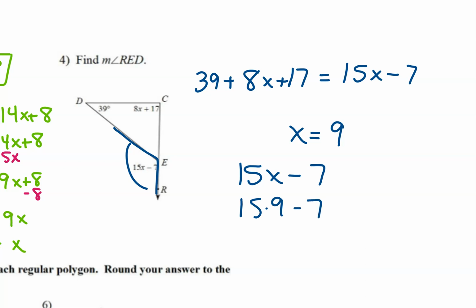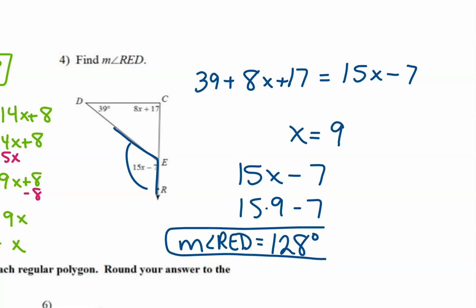And what did you get? 128. Okay. So that's the exterior angle theorem. When you write the answer, would I write like angle RED equals 128, or like the measure of angle RED? You would say the measure of angle RED equals, if you were formally writing it. Okay. That's what you would write.